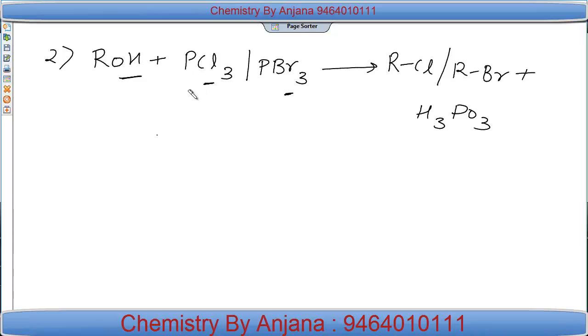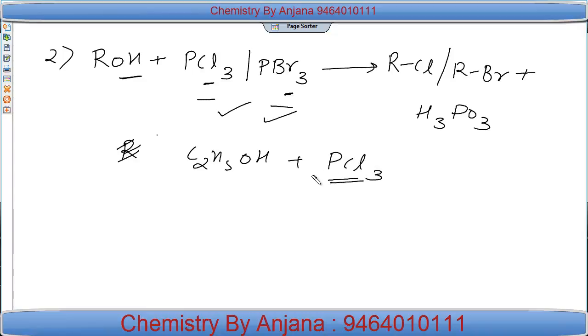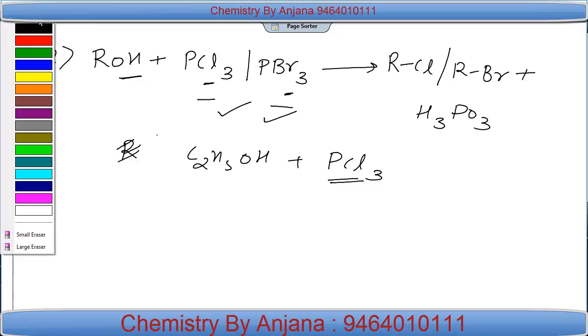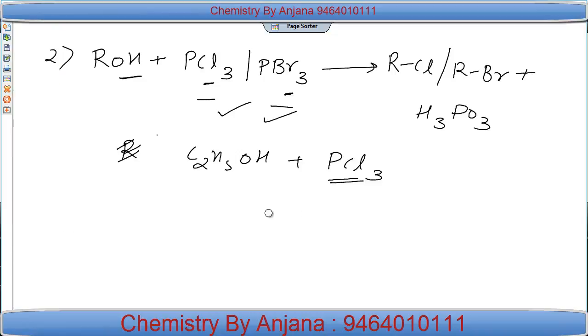Now, in this reaction, these phosphorus trihalides, phosphorus tribromide or phosphorus trichloride, whatever trihalide, we can prepare them in situ. In situ means within the reaction mixture. If I'm going to take a general example, like C2H5OH alcohol with PCl3. But this PCl3, if we need to prepare it in situ, what are we going to take in place of PCl3? In situ means within the reaction mixture.